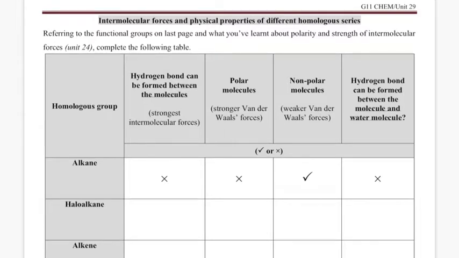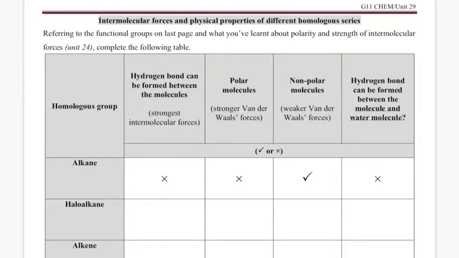And why do we care about those intermolecular forces that may be formed? Because they play an important role when we discuss physical properties, like whether it's water soluble or not, and whether it has a high boiling point or not. Okay, so let's fill in this table together.